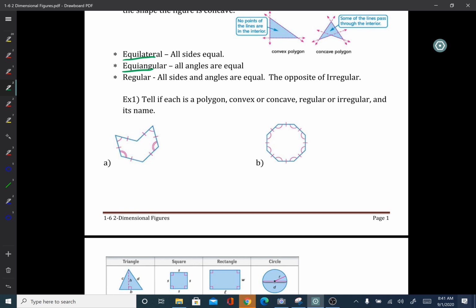All right, first question here. Tell if each is a polygon, if it's convex or concave, regular or irregular, and then give it its name, all right? So first things first, is this a polygon? Yes, it's closed, with all straight sides, so yes, it's a polygon. Convex or concave? Well, since it cuts through the shape, it's concave.